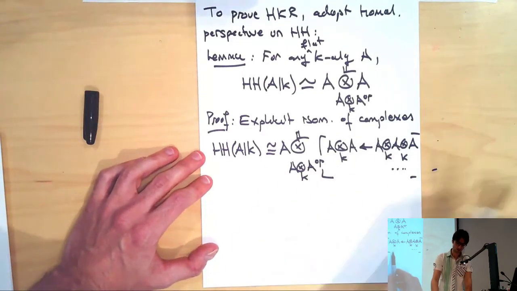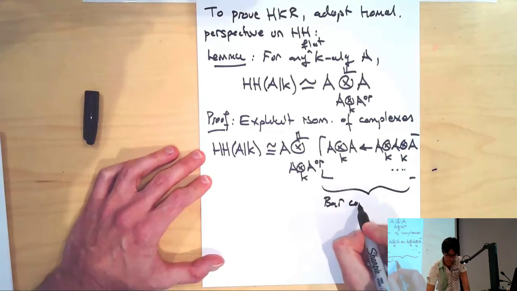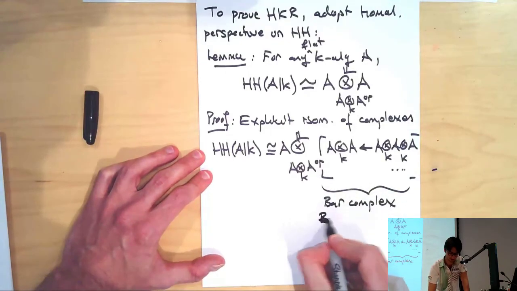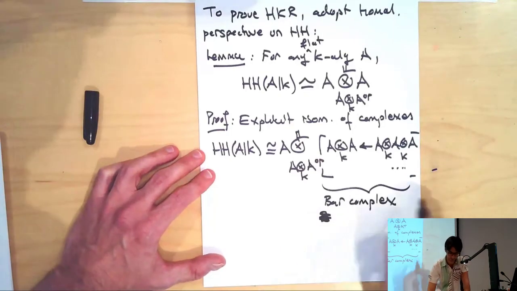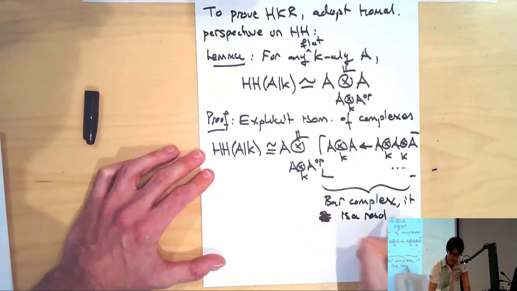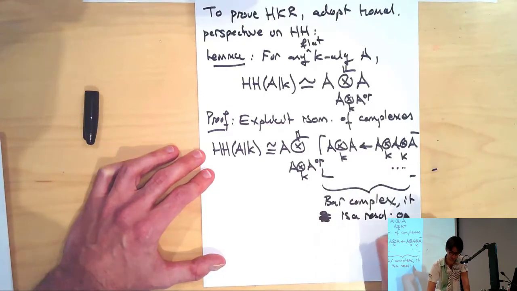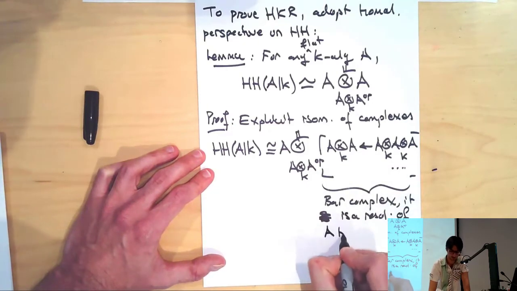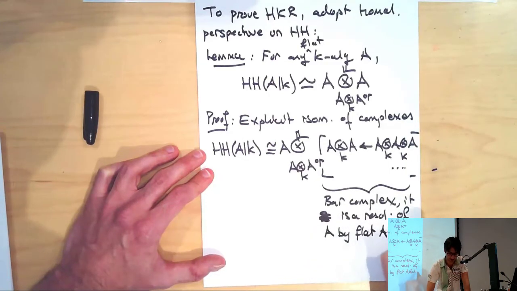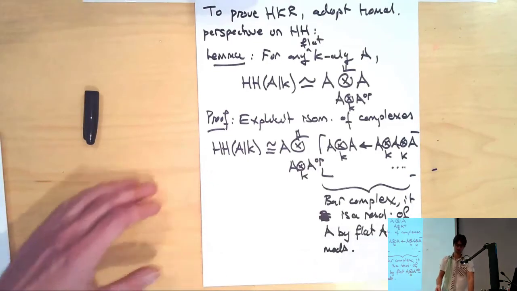So I form some new complex. This would be called the bar complex. Let's say B. In fact, there's no point in introducing a name for it because I'm not going to use it again. What's important is it's going to be a certain complex. I'll tell you a little bit about the differentials in a second. It's a resolution of A by flat A tensor A^op modules. Okay, here we go. Let me explain what's going on now.